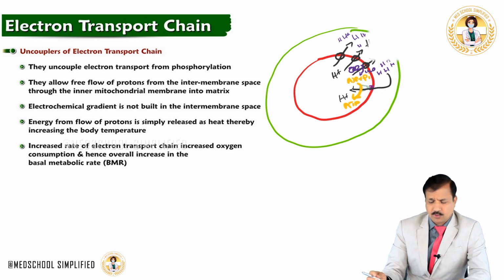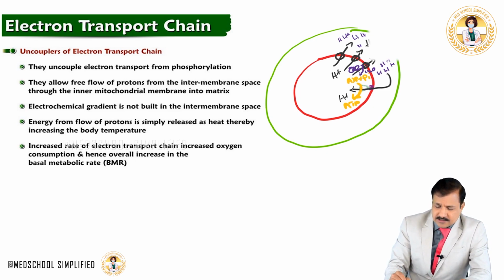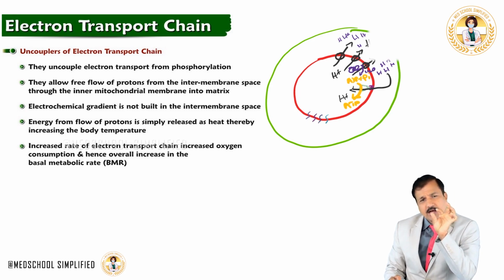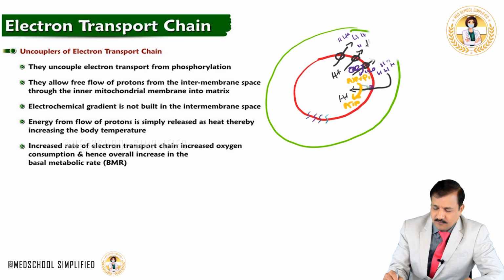What will uncouplers do? Uncouplers are ionophores, and what they will do is insert a pore in the inner mitochondrial membrane. Because they are hydrophobic molecules, they act as ionophores and allow free flow of protons through this ionophore. So basically now, these protons come through these ionophores into the matrix side without really going through ATP synthase.